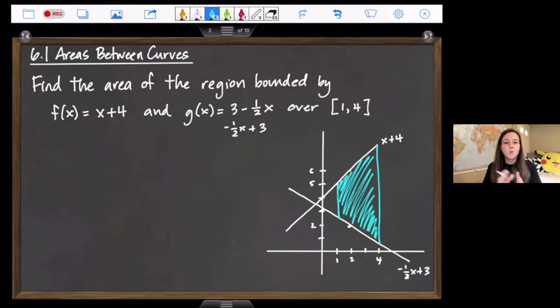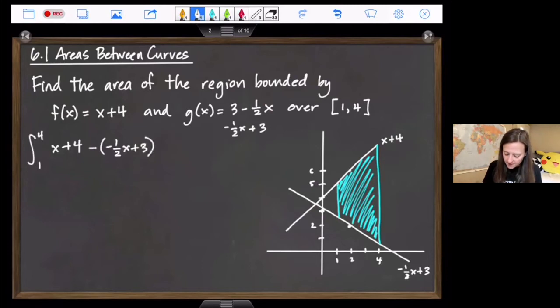We're going to integrate from 1 to 4, and we're going to do top curve minus bottom curve. So we're going to have our limits going from 1 to 4. Our top curve is x plus 4 minus our bottom curve. So when you subtract the bottom curve, you want to put it in parentheses if it has more than one term to it. And we'll put negative 1/2 x plus 3, or 3 minus a half x, whatever makes you happy. All right, so that's the height of our rectangle. The dx is our width. And we're going to simplify and then find an antiderivative.